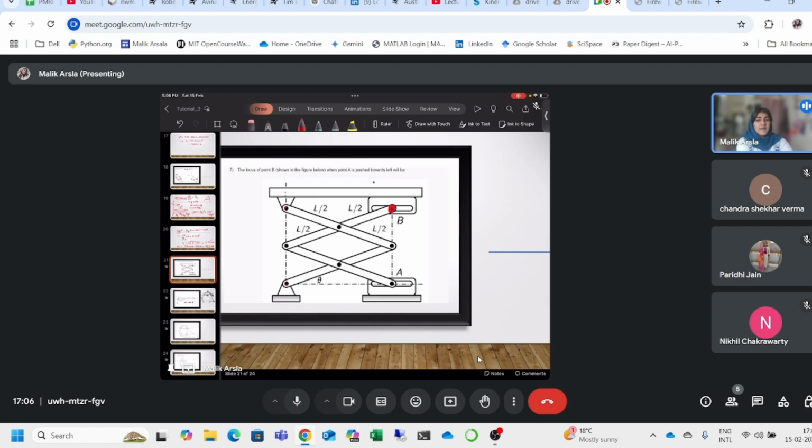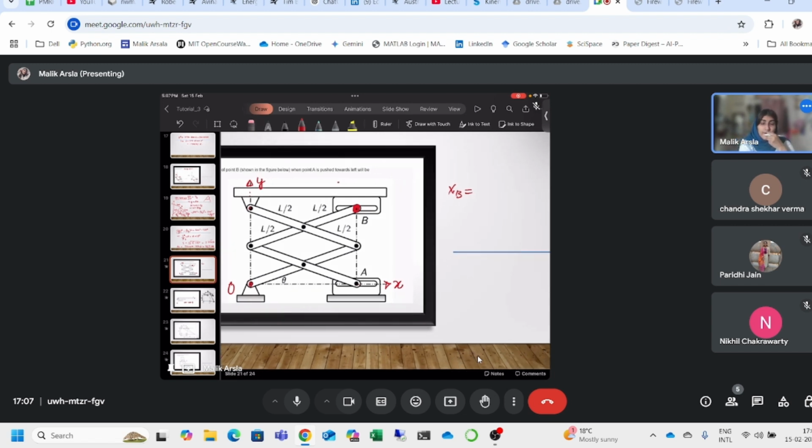So tell me, let us first say where our origin is. Let me define this as origin. It is not necessary you take it here, you can take it here also, that is up to you, but I have taken it here. So this will be my y axis and this will be my x axis. Can someone tell me what will be the x coordinate of B? Quickly, it's not that difficult.